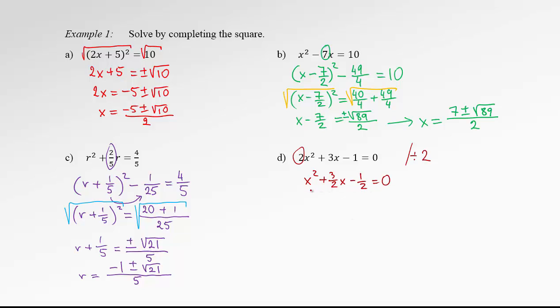From now on, let's do exactly the same as in example C. So let's consider the first two terms. We're going to complete the square only of these two terms. In the meantime, bring the -1/2 to the other side.